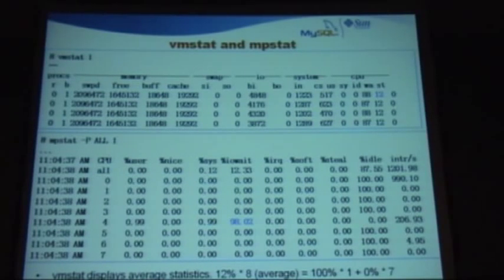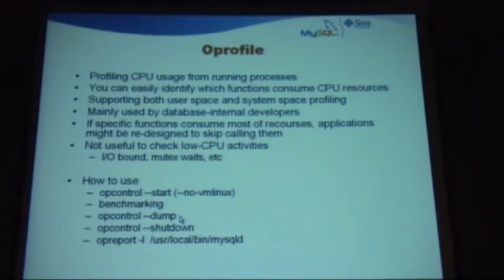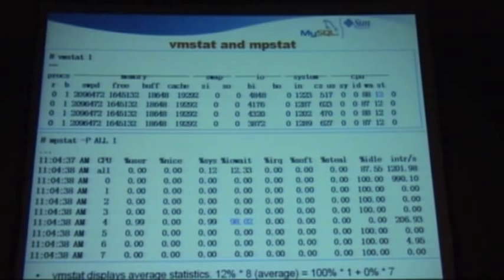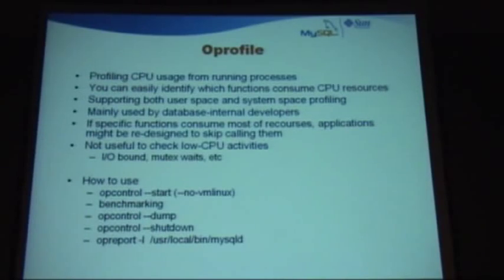This is an example. vmstat shows that the IO rate is 12%. 12% seems very moderate, so this does not seem like an IO bottleneck, but when you check with mpstat, the IO rate was almost 100%. So this server was IO bound. So use mpstat to identify a single core bottleneck.